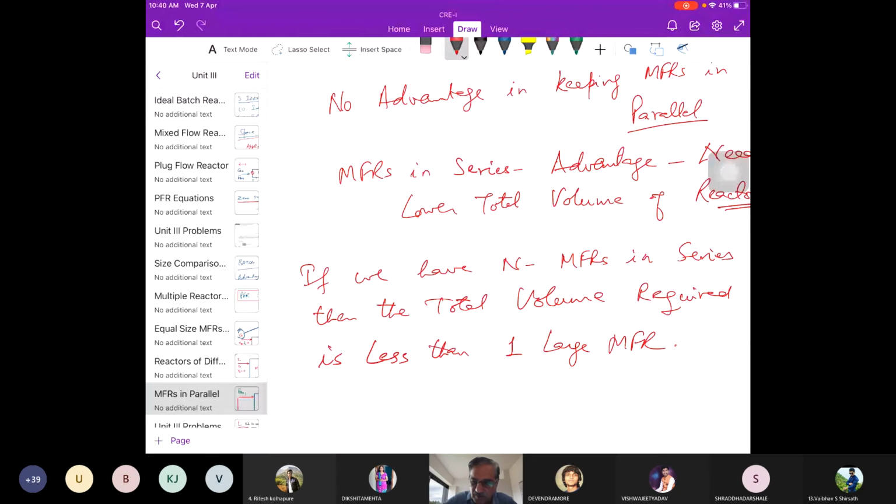If I increase it to 3, it will be less than that required for 2 reactors. If I increase it to 4, it will be less than that required for 3. So that is what it means. As I keep increasing the number of reactors, my behavior will be approaching that of a PFR, because PFR is always the lowest volume.